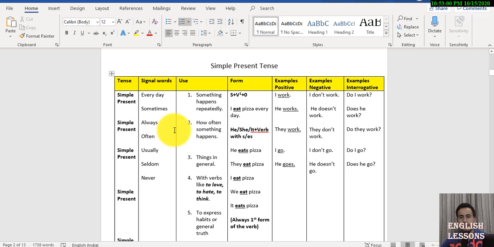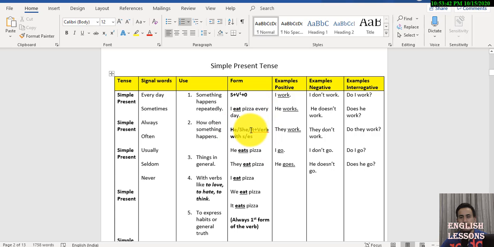So simple present tense, the signal words are every day, sometimes, always, often, usually, seldom, never. Use of simple present tense: something happens repeatedly, how often something happens, things in general, with verbs like to love, to hate, to think, to express habits or general truth. The form of the verb: I eat pizza every day. I eat, first form of the verb: eat, ate, eaten. Pizza every day.